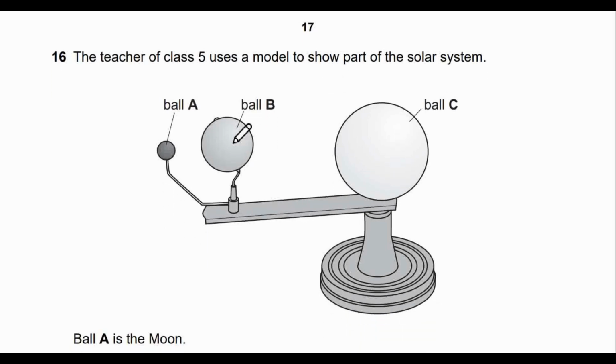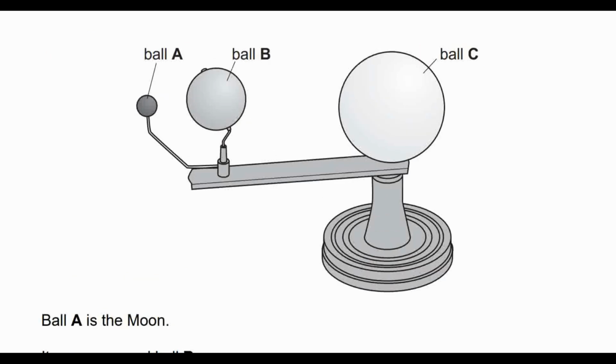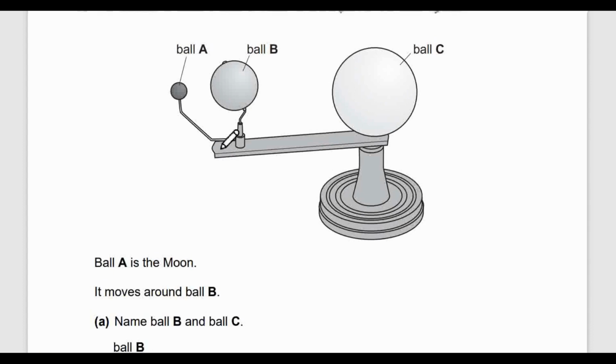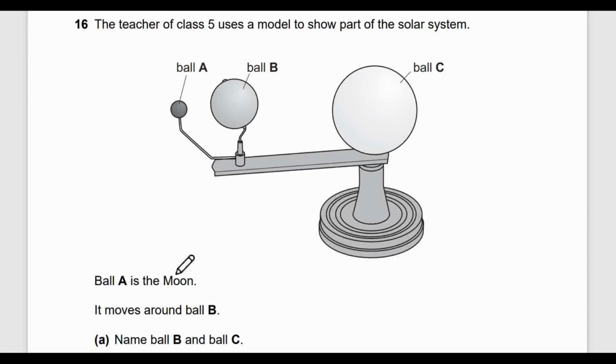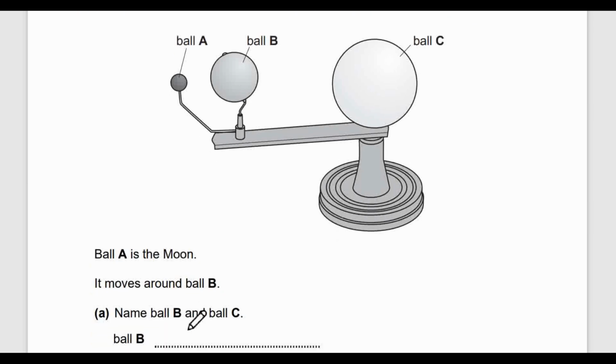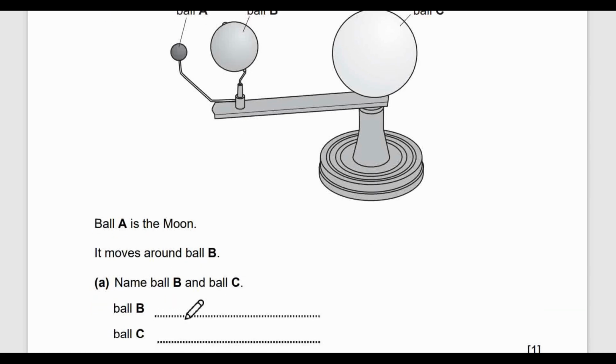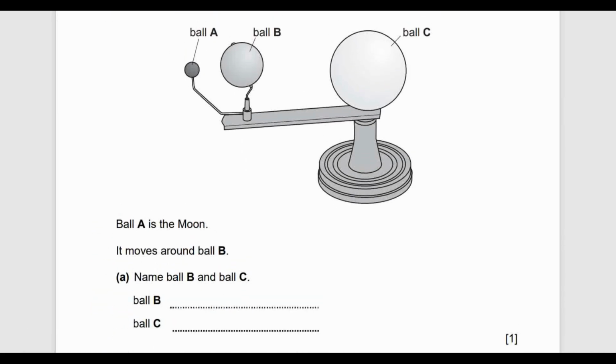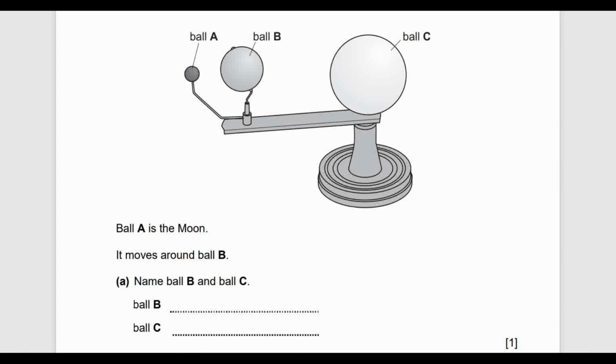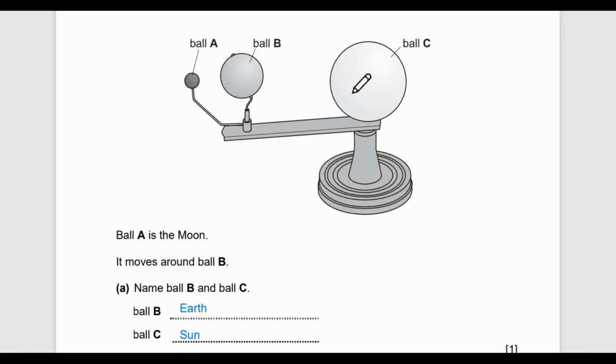Question 16. The teacher of class 5 uses a model to show parts of the solar system. Ball A, ball B, and ball C. Ball A is the moon, and it moves around ball B. So the moon moves around ball B, which will be the Earth, and the greater ball C is the sun. So name ball B and ball C. Ball B will be Earth and ball C will be sun. Let's type that down. So this is our answer, Earth and sun.